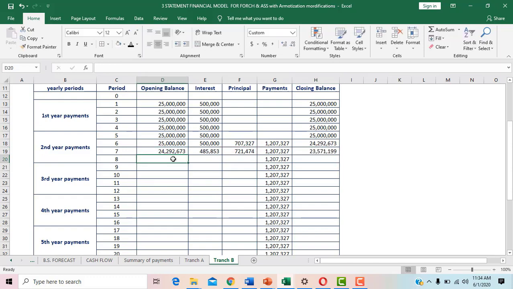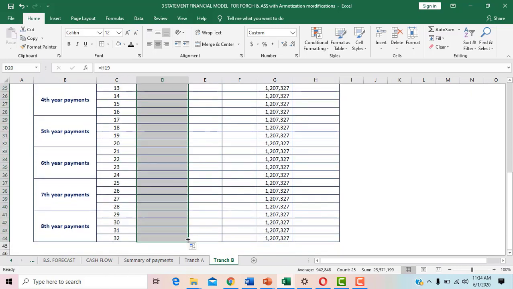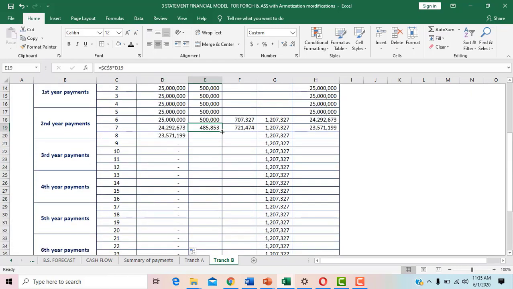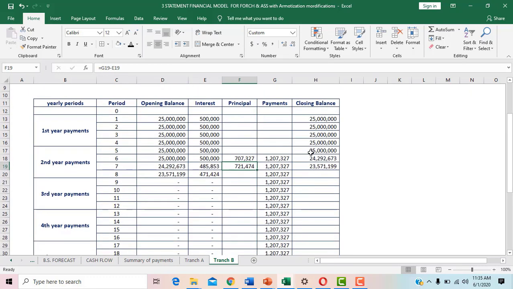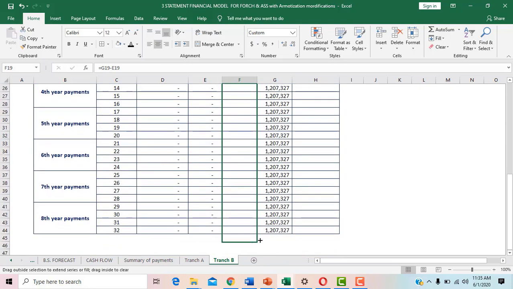Our opening balance for the 8th quarter is going to be equal to the closing balance of the 7th quarter. We just hold and drag. Then we do the same for interest expenses. We just pinch and drag right up to the 32nd quarter. Then the same should apply for the principal. We just pinch and pull that right up to the 32nd quarter.